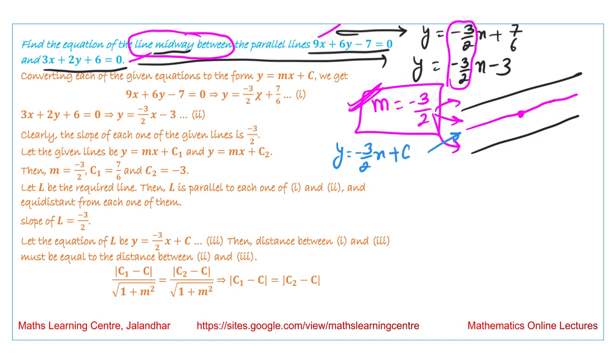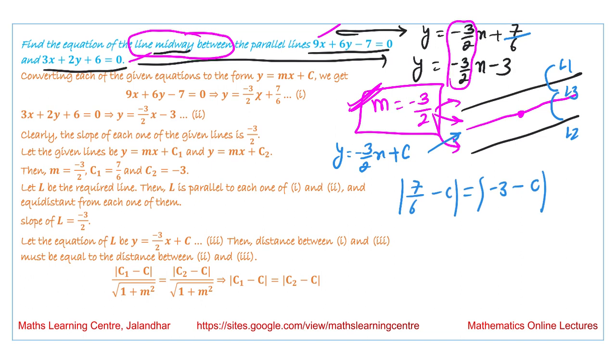Then, suppose this is line L1, this is L2, this is L3. Then the distance between L1, L3 and L2, L3 should be equal. Now if we calculate this distance, the value of mod of 7 by 6 minus c should be equal to mod of minus 3 minus c.